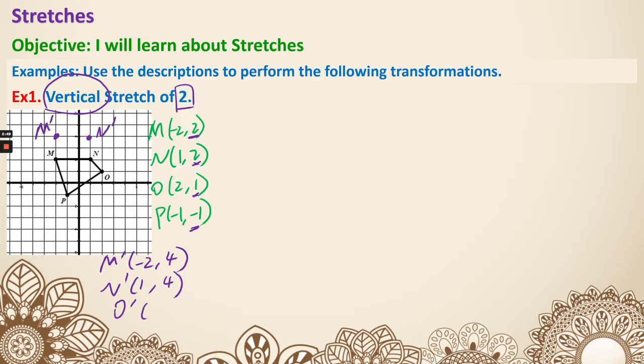O prime is going to be 2, then multiply the y value by 2. 1 times 2 is a 2. So O prime would be 2, 2. And then P prime, -1 stays. The -1 times the 2 is going to become a -2 for the y coordinate. So it's got to be -1, -2. That's my P prime. Lastly, connect everything. M prime to N prime, N prime to O prime, O prime to P prime, and lastly P prime to M prime. And that is a vertical stretch.